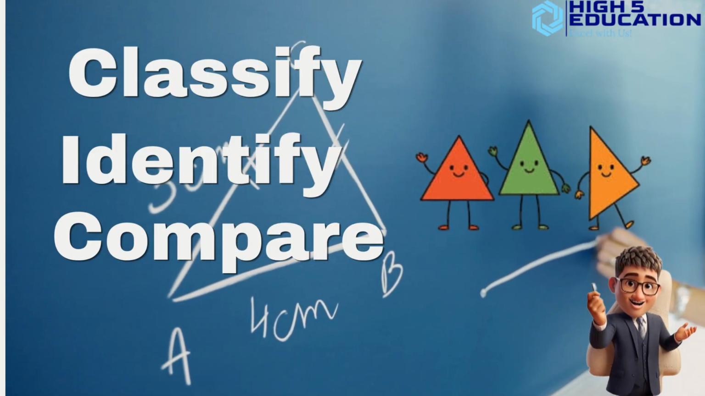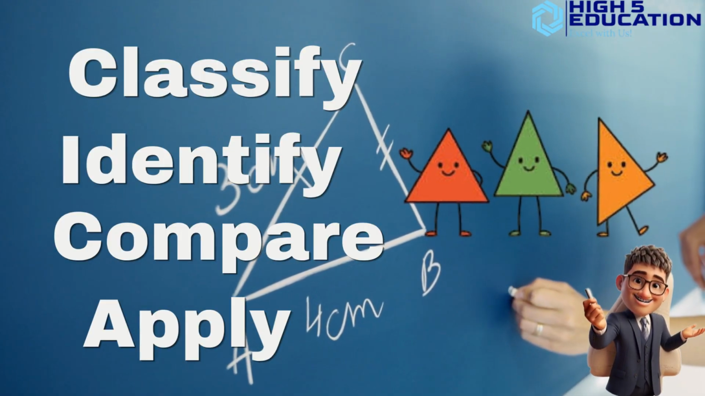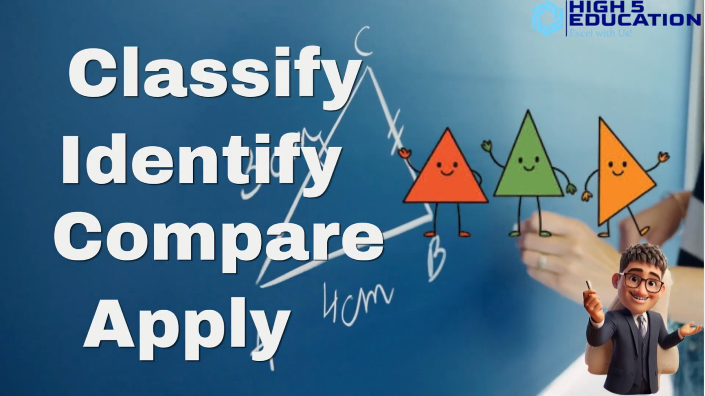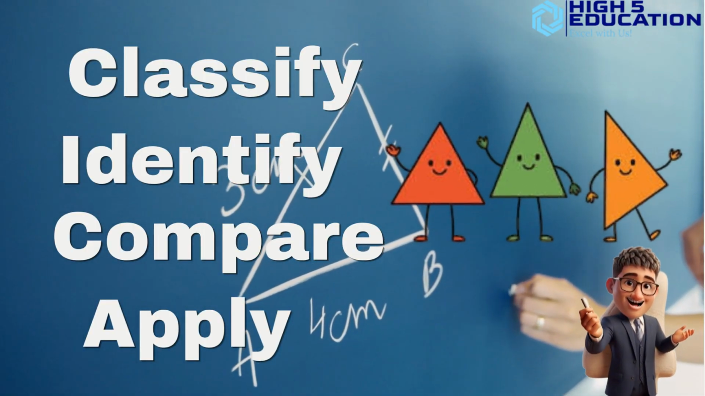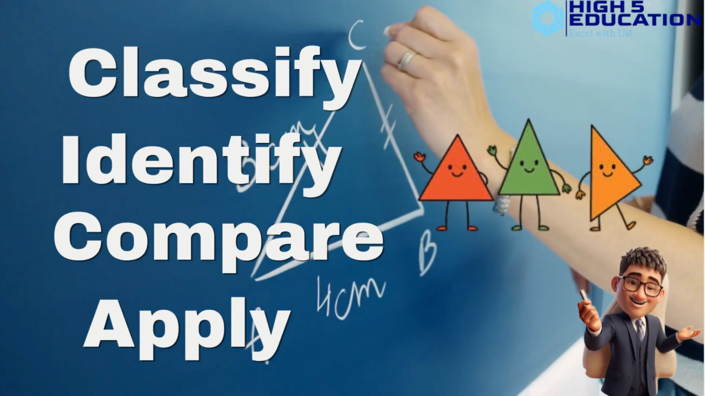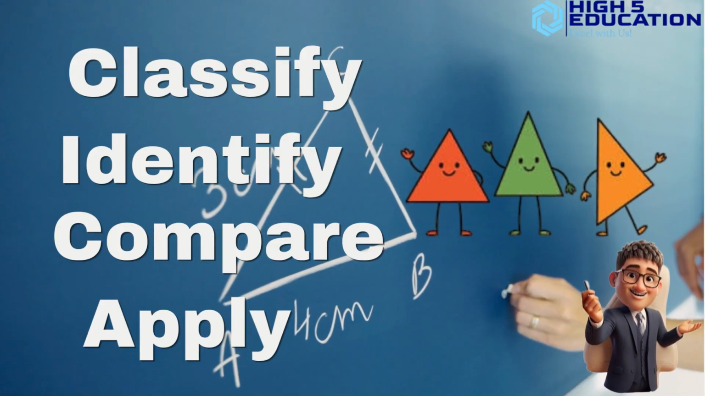sizes of their angles. Finally, we'll explore how triangle classifications are used in real-life situations, from building strong bridges and roofs to creating designs in architecture and engineering. By the end of today's lesson, you'll be able to confidently identify and classify different types of triangles and explain why they are important in the world around us.